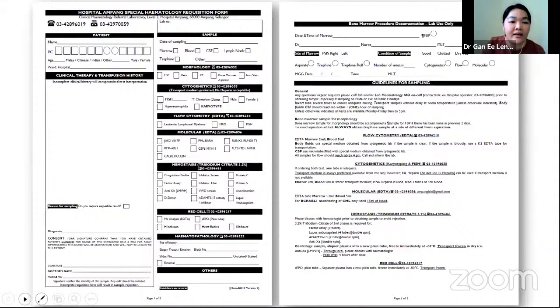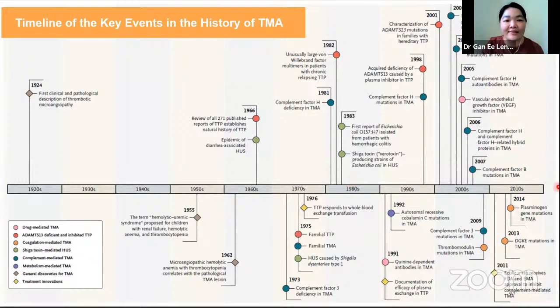So this is what I would like to share with you. This is the last slide, the timeline for the key events in TMA. We got Dr. Moschcowitz here. We got 1998, only then we found ADAMTS13. So that's all, Dr. Lim.